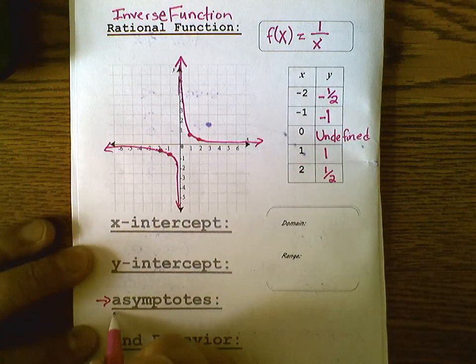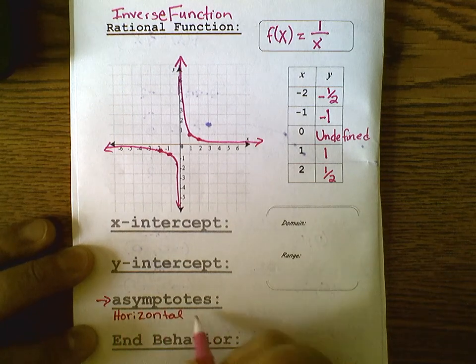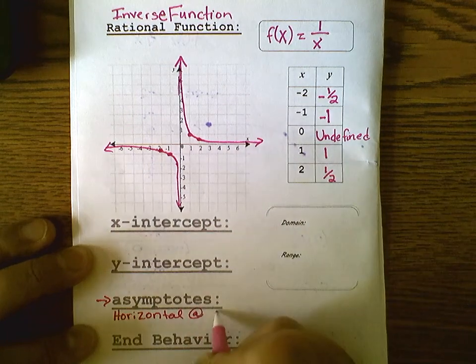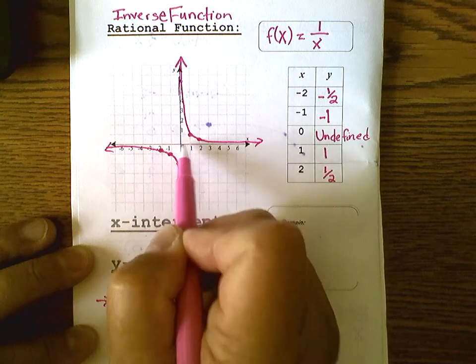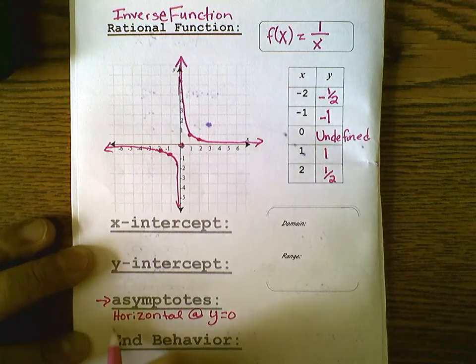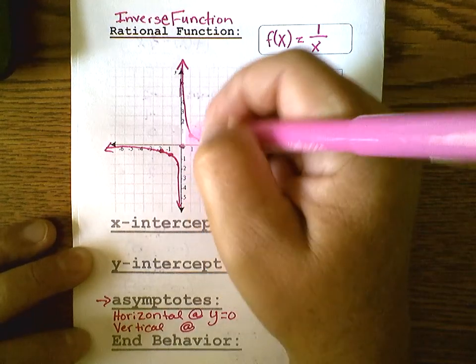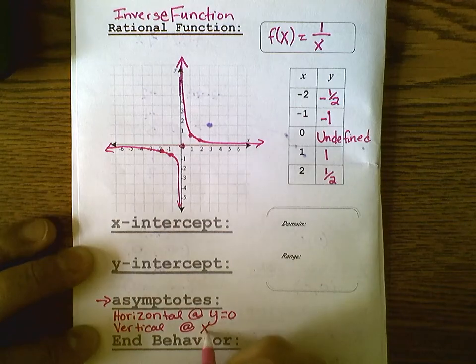So we have a horizontal asymptote at y equals 0. This line this way is at y equals 0. And then we have a vertical asymptote. So vertical is going this way, and it goes through x equals 0.